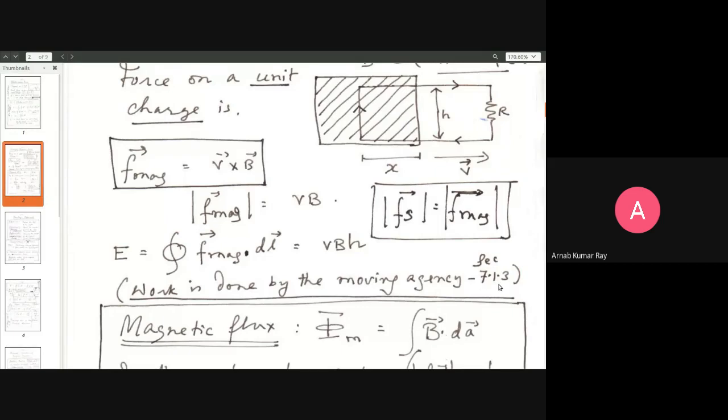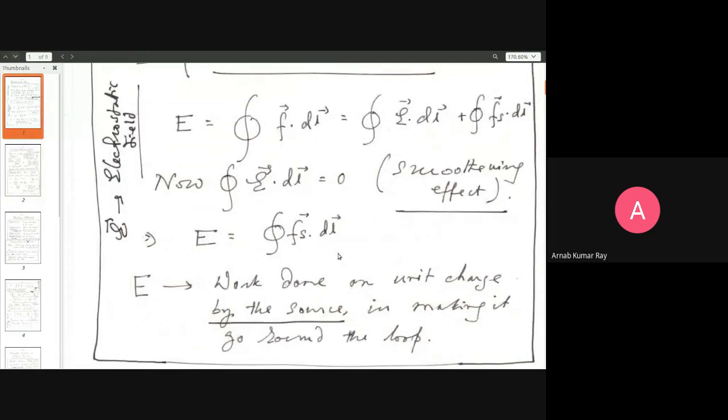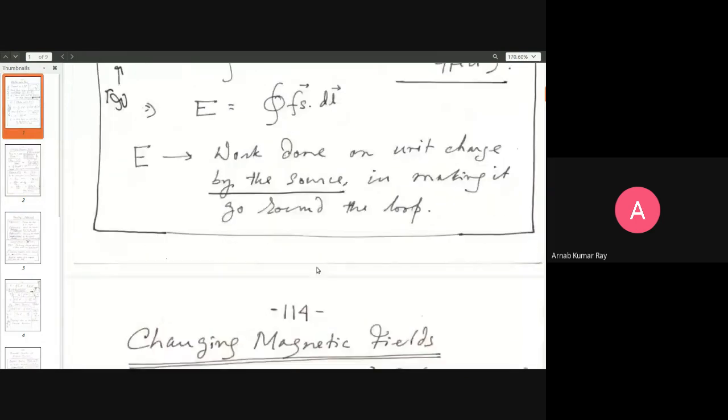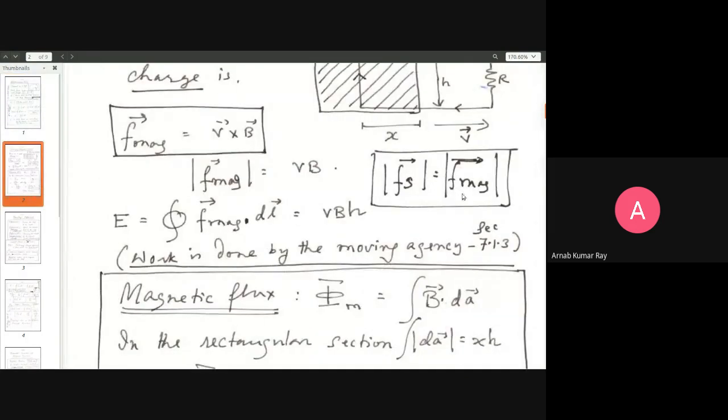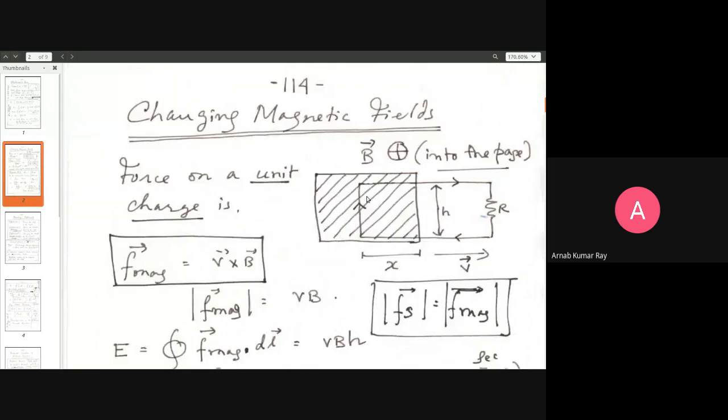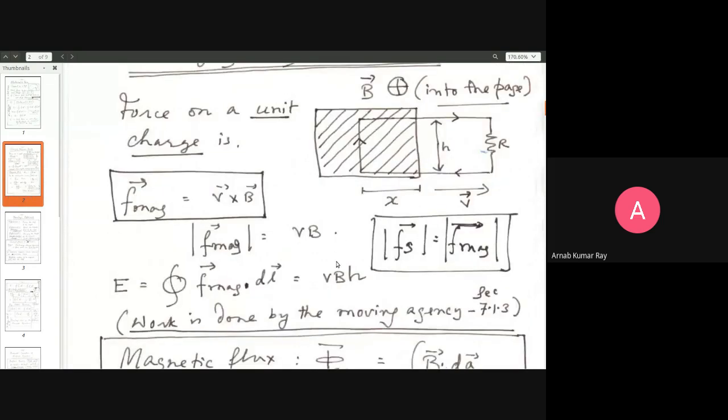You can get a detailed discussion of this in the book by David Griffiths, section 7.1.3. Anyway, so what is the electromotive force? Let us see now. The electromotive force will be the integral of Fs dot dl. In this case, Fs is the magnetic force on a unit charge, F mag, dot dl, and then you integrate over the whole loop. Now let us try to see what is the outcome of that. What is the outcome of this integral? You have to integrate over the whole path.